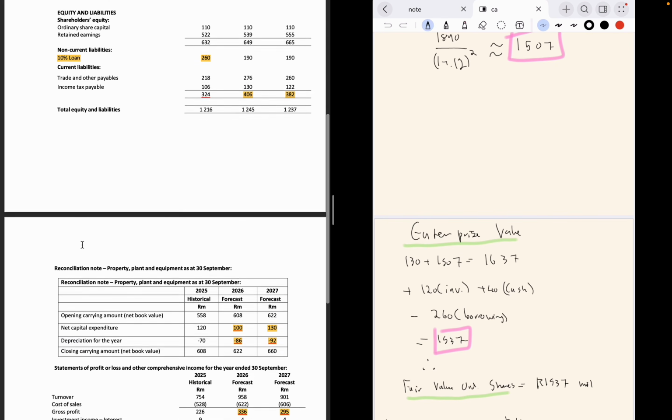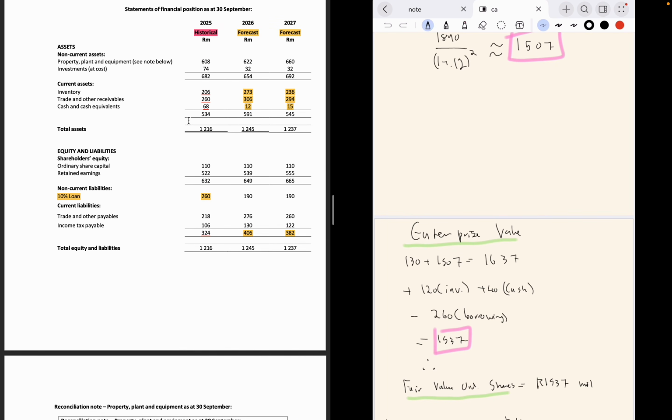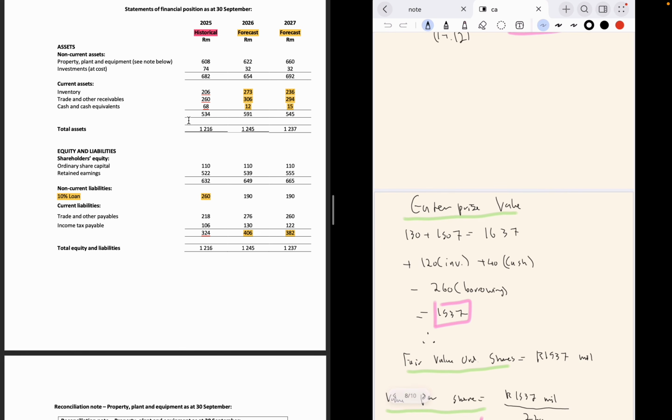Where do I get 260 from? You go over here in 20. Remember, this is as at the 30th of September 2025. So we don't care about the loans projected in 2026 and 2027. That doesn't contribute to our current value. If they maybe didn't give you the value for 2025, maybe you had to discount it, then you could, but we already have the borrowings of 260 for 2025, so we just use that. So then what I get is this final value of 1537.